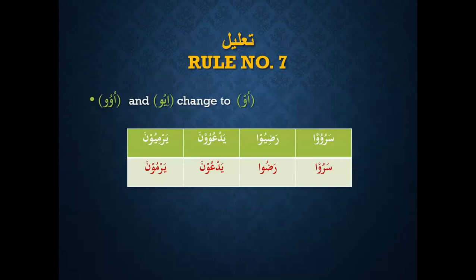And if there were two vowels with the dhamma before them, then you drop the first one. Saruvu. So there are too many vowels, two vowels, too many. So they want you to drop one. So saru is enough. Radiyu, radu, yadu'uhu, yadu'u, yarmiyu, yarmu. So waw has to be kept. Why? Because waw is the way of knowing that this is the masculine plural form.